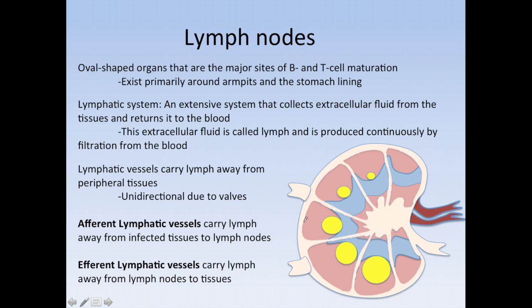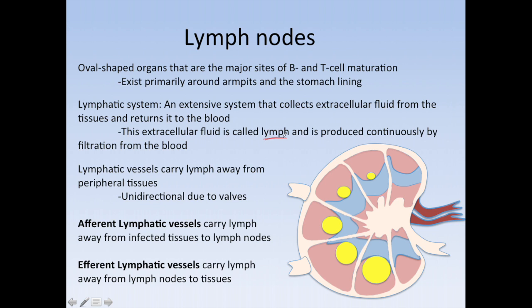The lymphatic system is what connects all these lymph nodes, and lymph nodes are really the major portion of the lymphatic system. It's an extensive system that collects extracellular fluids from the tissues and then returns them back to the blood. This extra fluid is called lymph.